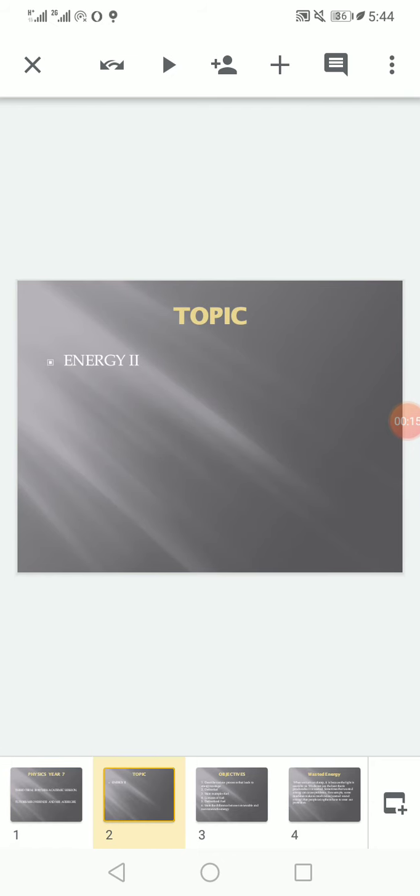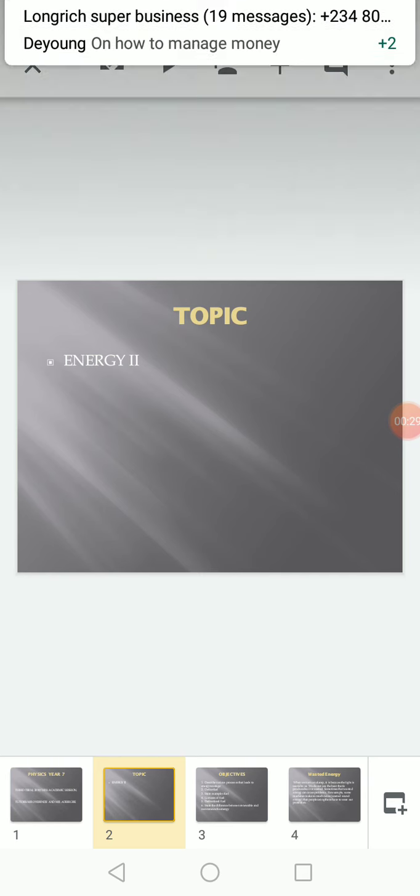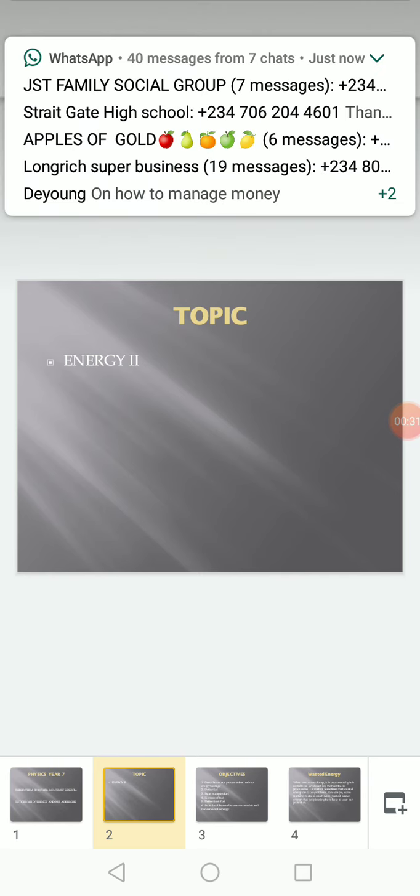And our topic today is Energy 2. I call it Energy 2 because we've already had Energy 1. Under Energy 1, we were able to define what energy is. I will say energy simply means the ability to do work. We also say that the unit of energy is joules, meaning energy is measured in a unit called joules.